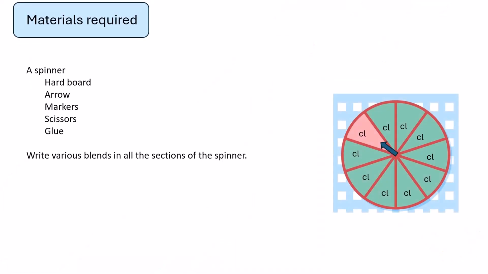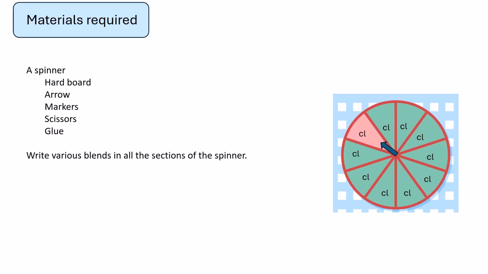Materials required. This activity requires you to create a spinner, and the spinner needs to list as many blends as possible and have a movable arrow in the middle.